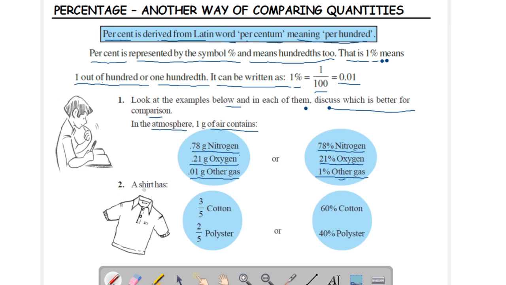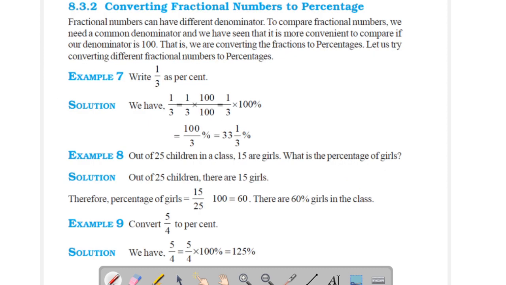See the second example. A shirt has 3 upon 5 cotton, 2 upon 5 polyester, or 60% cotton and 40% polyester.